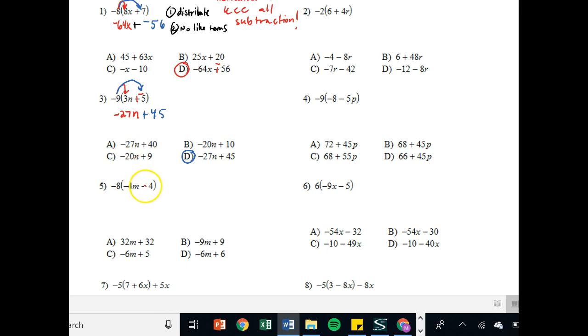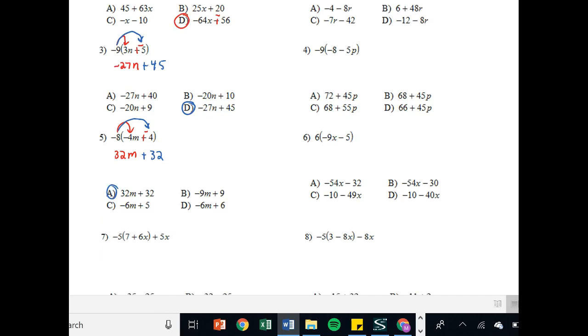Next one, got a subtraction sign in here, so plus a negative, and let's go ahead and work it. So negative 8 times negative 4m, that is an SSP, so that's 32m. And then we got a negative 8 times a negative 4, again an SSP, so that's 32. Again, these are not like terms because this one's got a variable of n, and this one does not have a variable, so A is our answer.